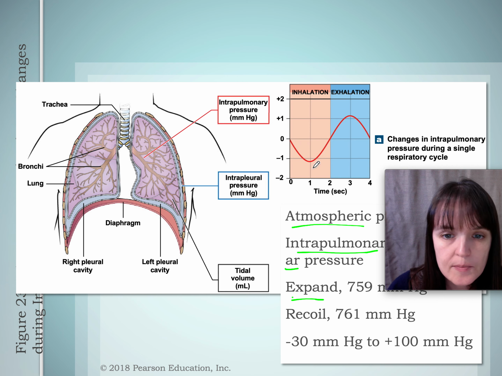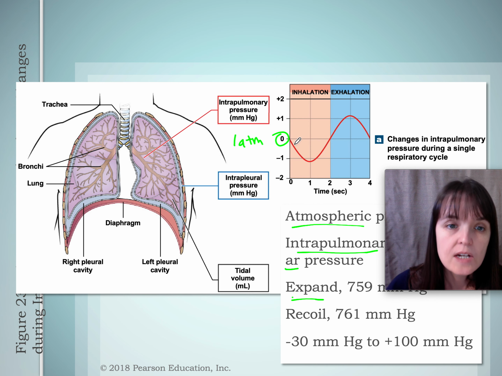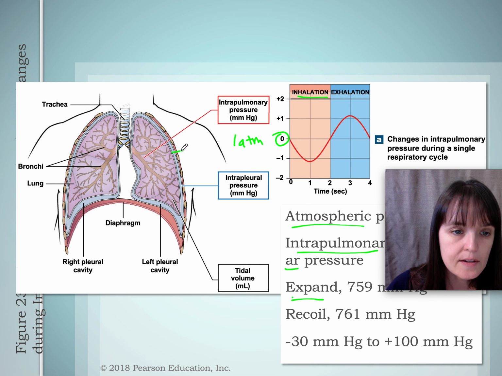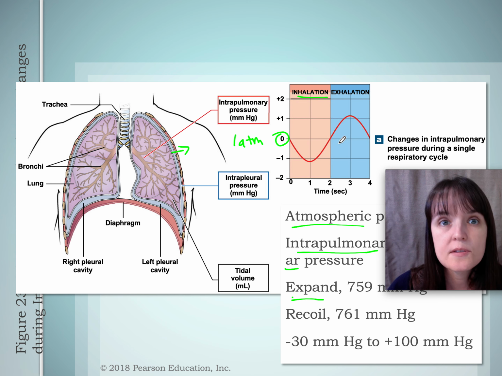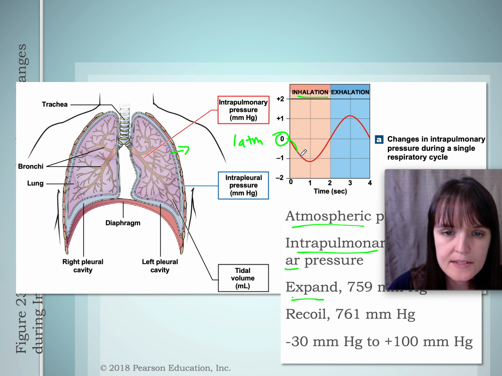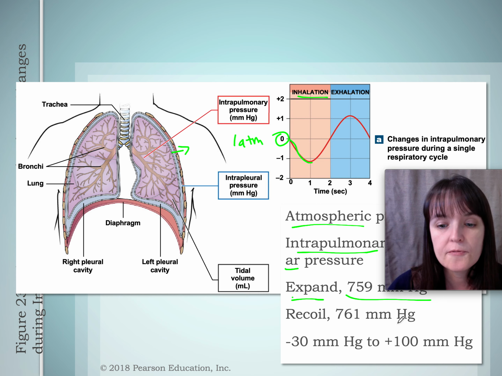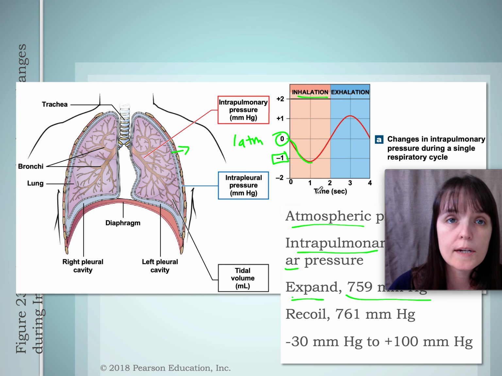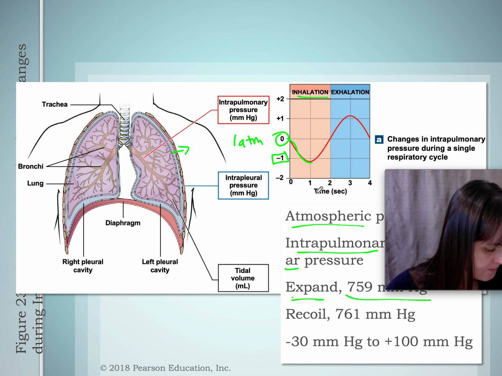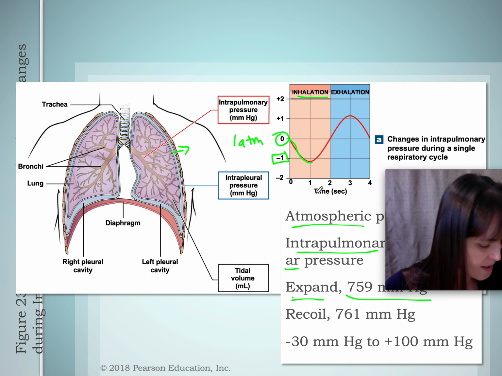The intrapulmonary pressure is this red line, and this 0 here is 1 atmosphere, 1 atm. So when you inhale, you increase the volume and decrease the pressure, and here is the measure of that pressure. So you go down to 759 millimeters mercury, which we will write as -1 millimeters mercury. Okay, so back to the note set.